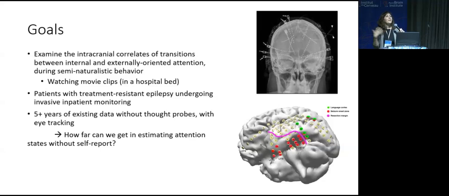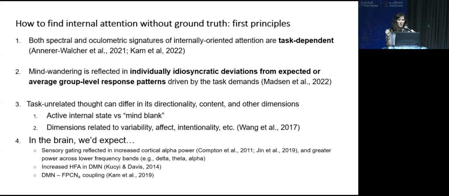We have eye tracking. How far can we get if we just try to figure out when they're not paying attention to the movie from their eye features alone? So that's my postdoc: how to find internal attention if you don't have any ground truth.